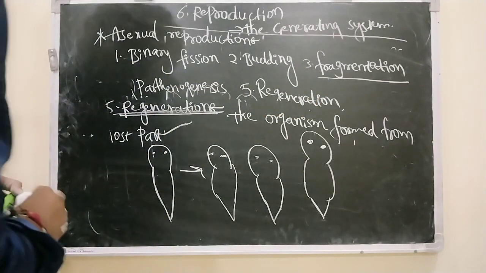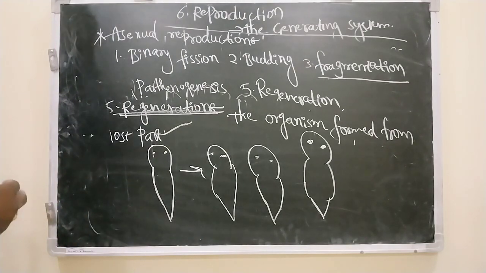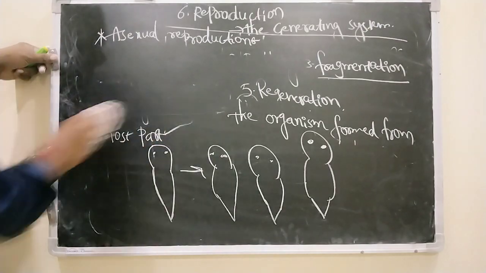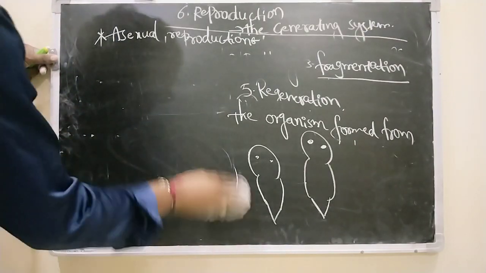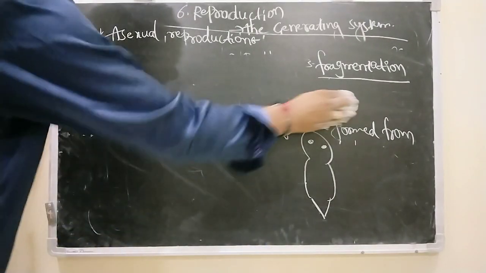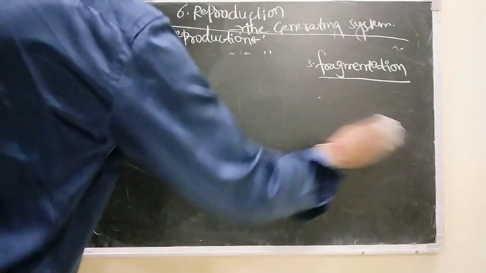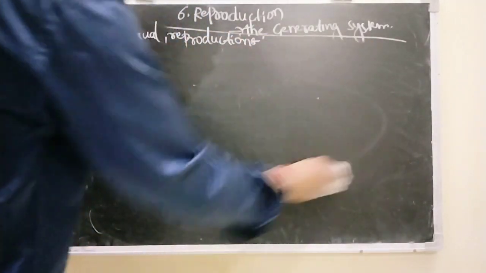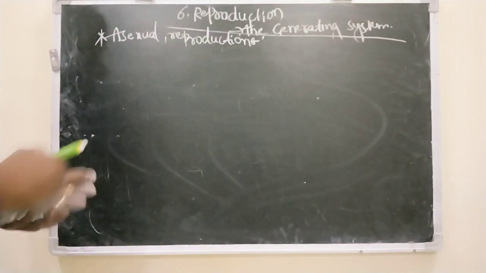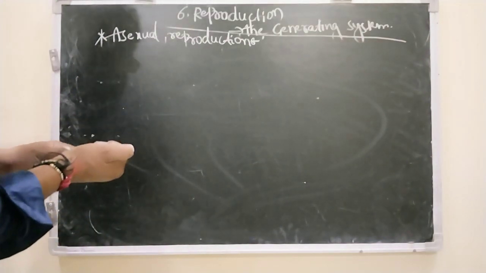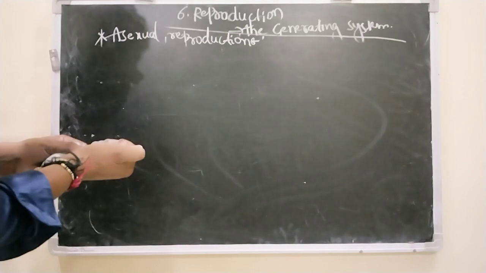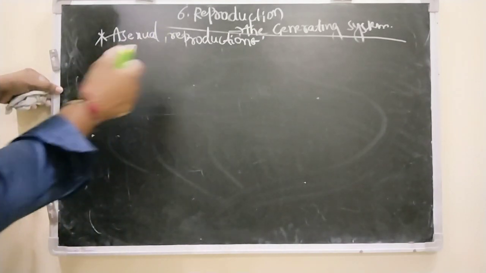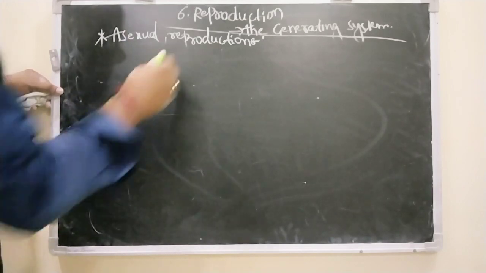So this is about asexual reproduction in animals. And what about regeneration in our body? In our body, hair, nails and skin have regeneration capacity. In the lizard, the tail portion regenerates. In starfish, if any arm is lost, because of regeneration it can regain the lost arm.